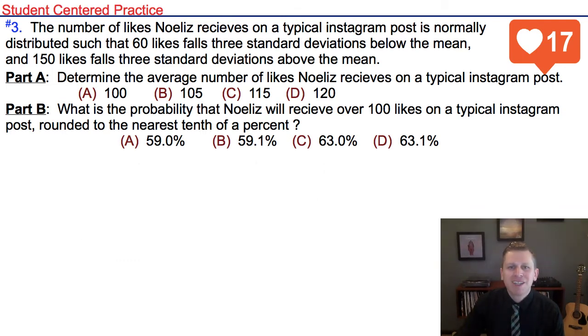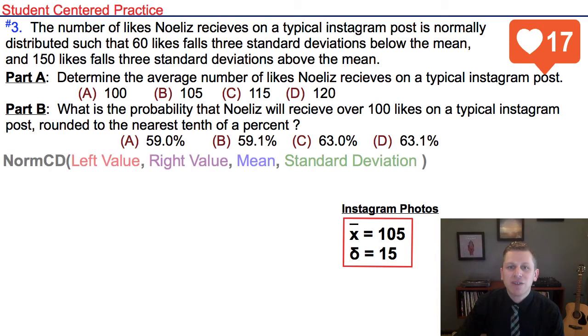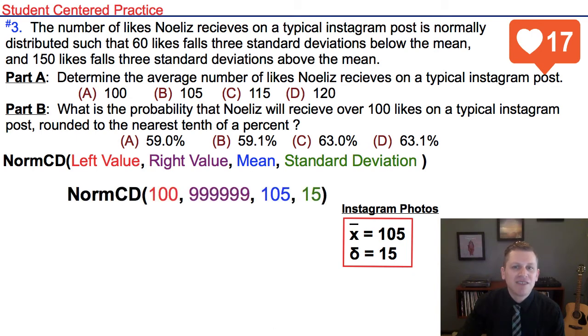Let's answer part B. In part A, we learned that for this problem, the average number of likes was 105 with a standard deviation of 15. If I want to find the probability that Noeliz will receive over 100 likes, I'm going to have to use my normal CDF function. Plug in my left value. Well, we want to see over 100 likes, so my leftmost value will be 100. My right value we don't know. We don't know what the maximum number of likes that Noeliz could receive is, so we're just going to label that as 999,999. The mean here is 105 with a standard deviation of 15.